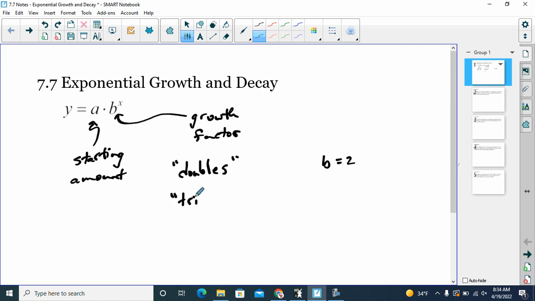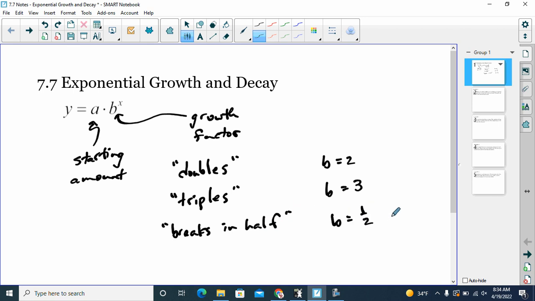I think you could probably guess that if it says that it triples, we are going to multiply the starting amount by 3 over and over again. So our b value is 3. It's possible that something could be breaking in half, in which case the b value is 1/2. So those are the easier ones to get the b value. Doubles, it's 2. Triples, it's 3. Breaks in half, it's 1/2.